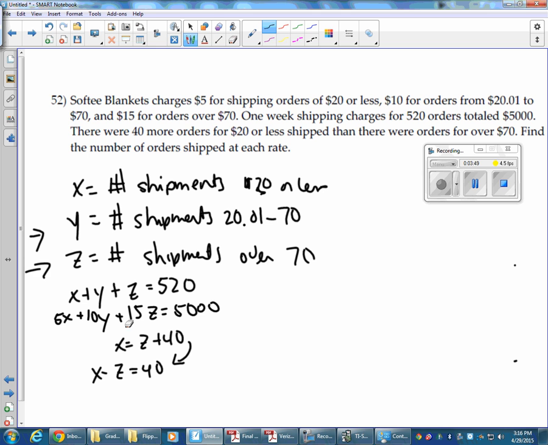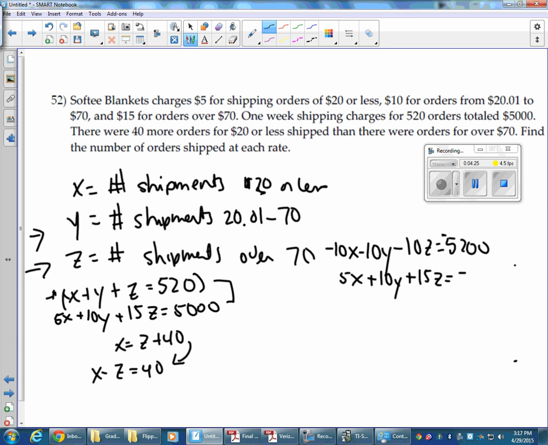Because there were 40 more orders for this than for this, I can add 40 to Z and get X. Alright, so this equation has both X's and Z's, no Y's. So what I'm going to do is take these first two equations and try to get rid of the Y's. So I'm going to multiply the top line by negative 10, and I'll keep the bottom line the same. So I get negative 10x minus 10y minus 10z equals negative 5200. And the bottom line becomes 5x plus 10y plus 15z equals 5,000.